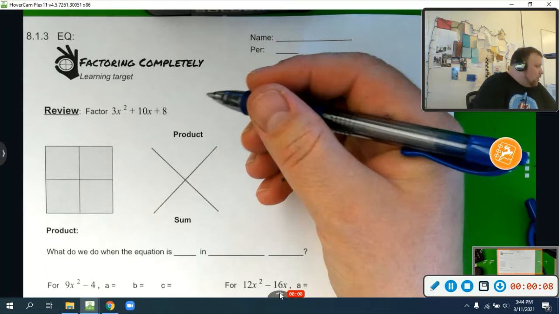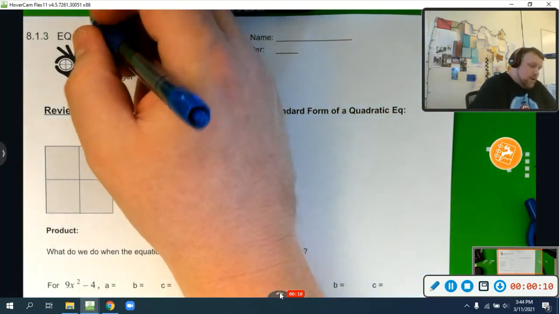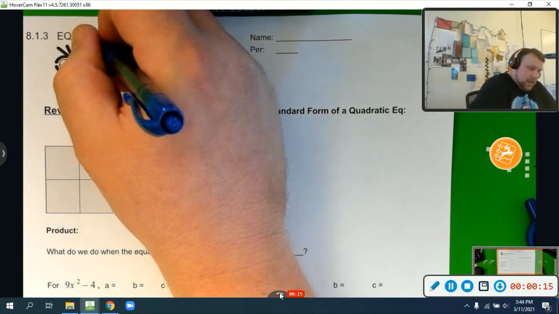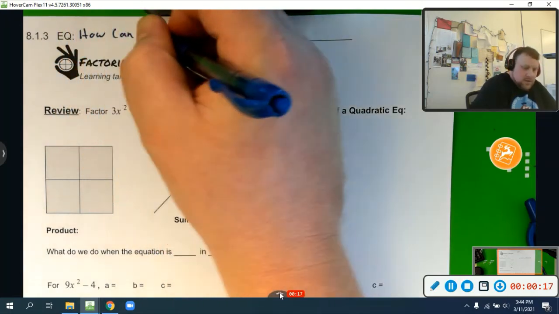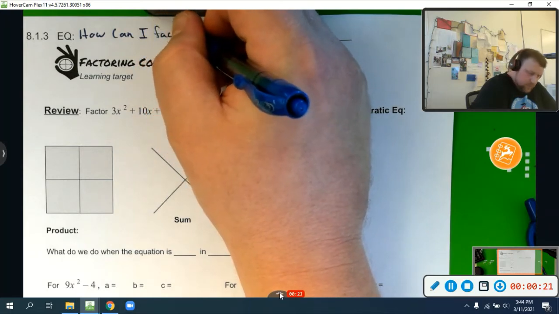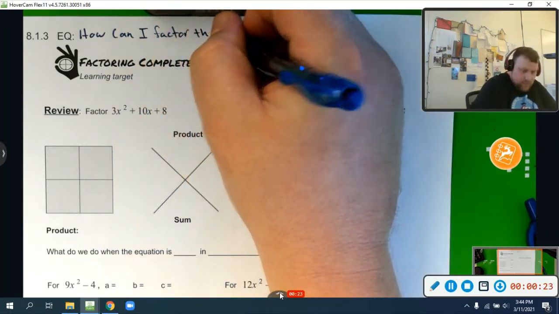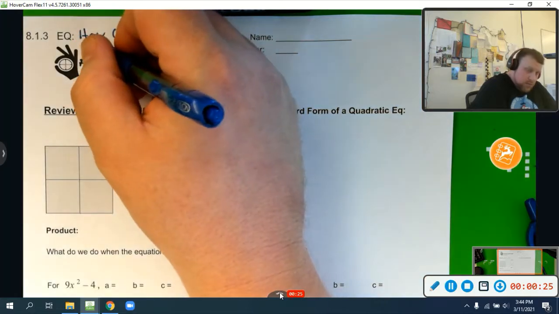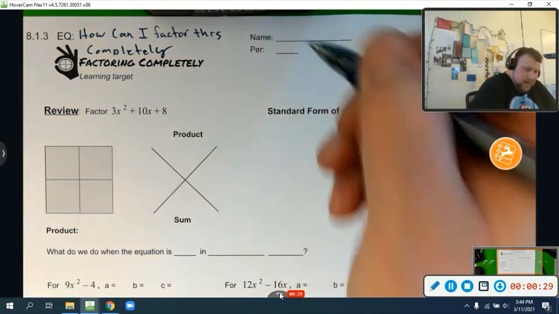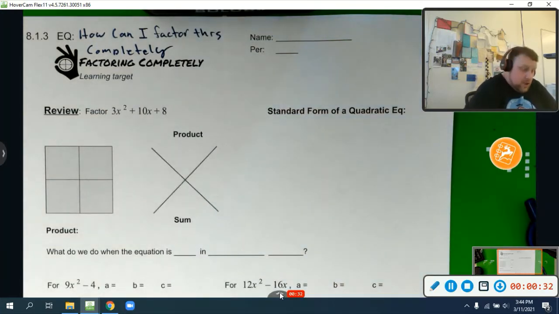So our EQ today is: how can I factor this completely? And our learning target is factoring completely. We're going to learn how to factor things completely.